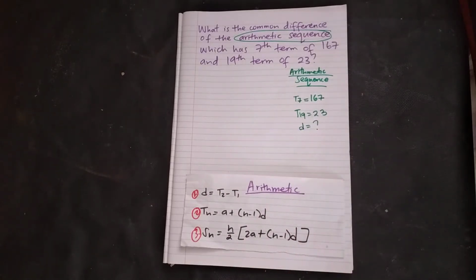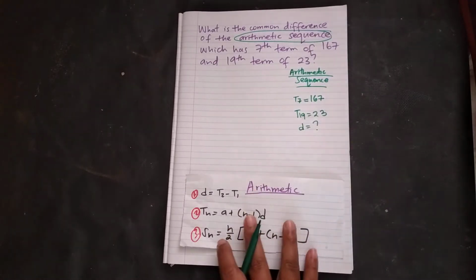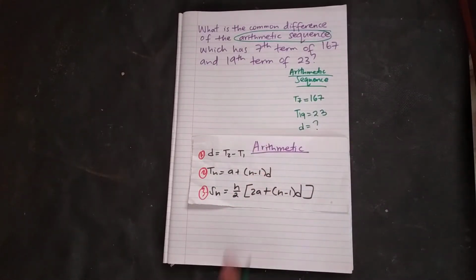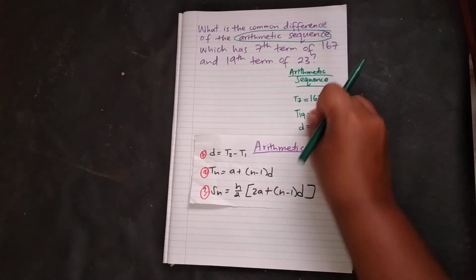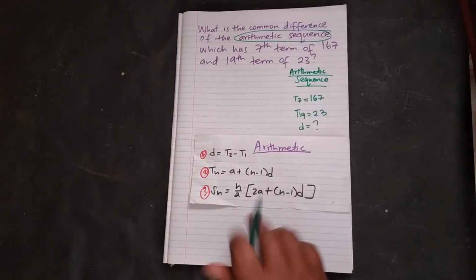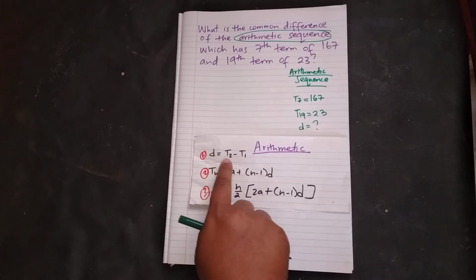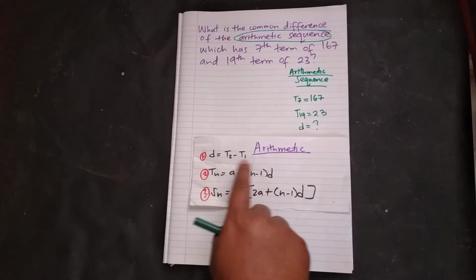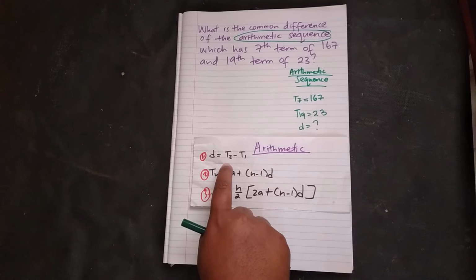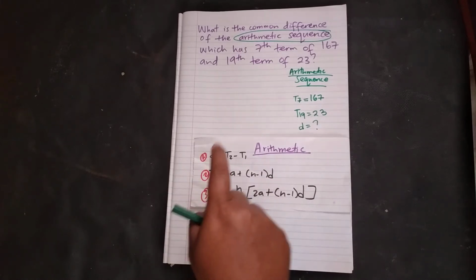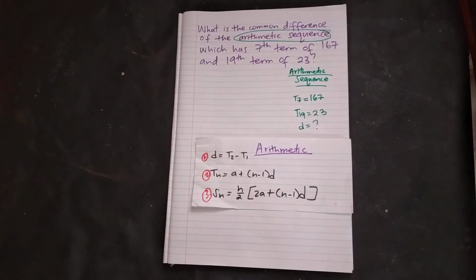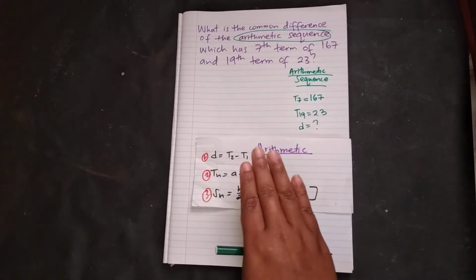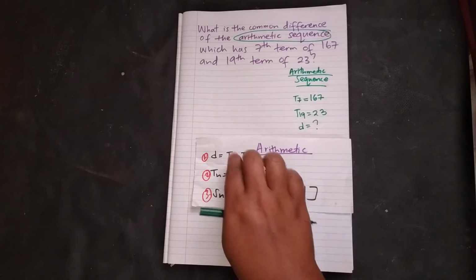From the information given, we examine the formula. Which formula is appropriate to use according to the information that is given in our question? Let's look at the first formula. It says D equals T2 minus T1. In the first formula, we are looking for D. We don't know our T2. We don't know our T1. So that means we can't use the first formula. So we'll just leave the first formula.